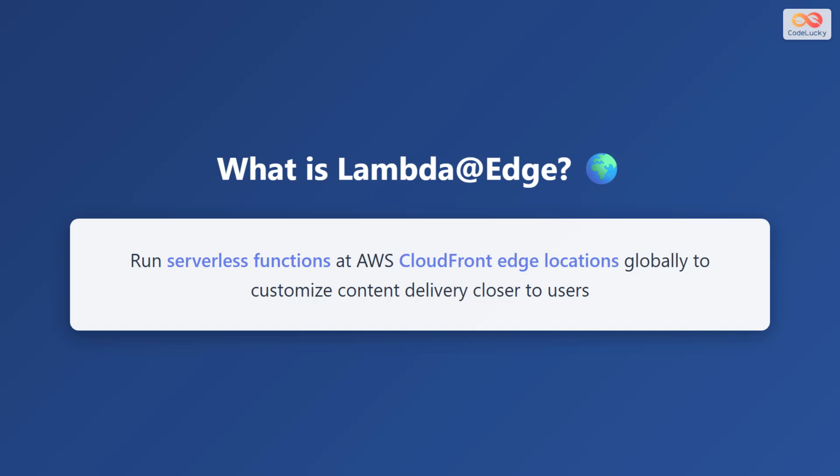Lambda Edge is a feature of AWS Lambda that lets you run serverless functions at AWS CloudFront edge locations distributed globally. Instead of running your code in a single region, Lambda Edge executes your functions at the edge location nearest to your users. This means you can customize content delivery and add logic right where your users are accessing your application, resulting in significantly lower latency and better performance.